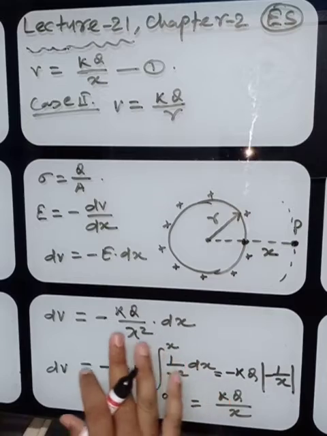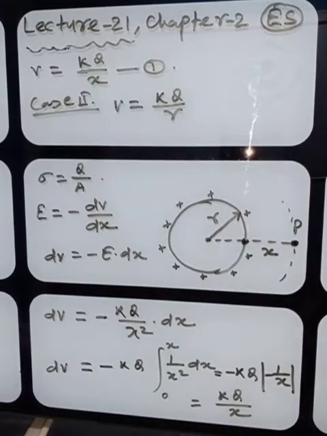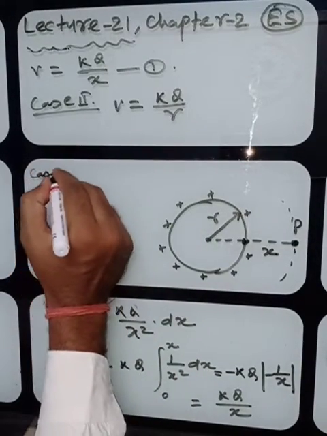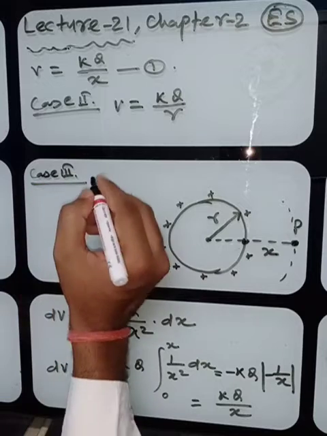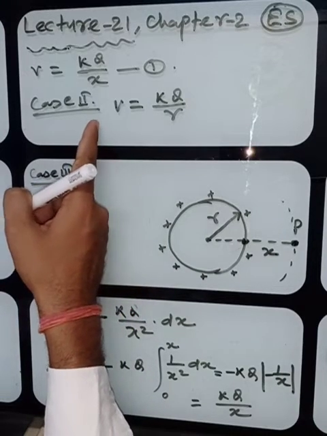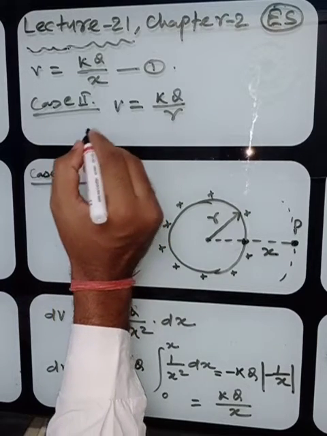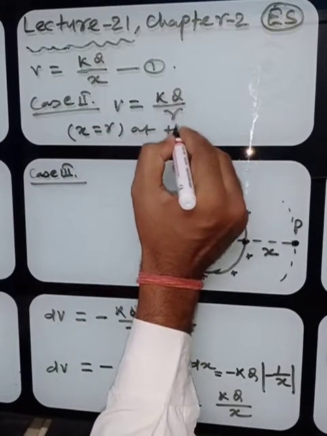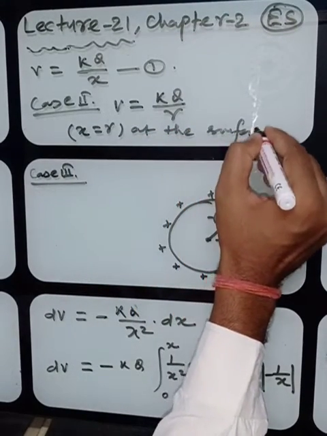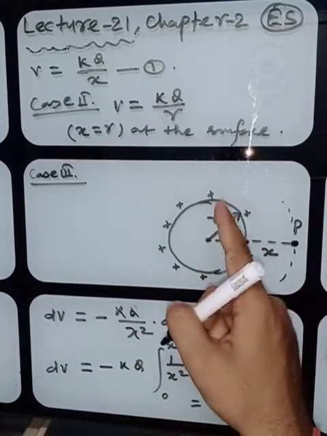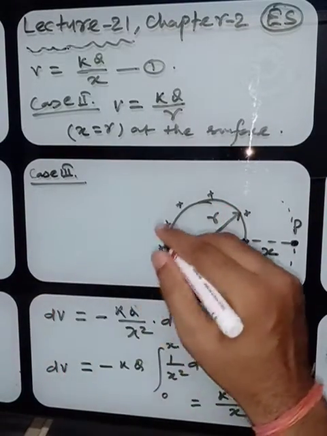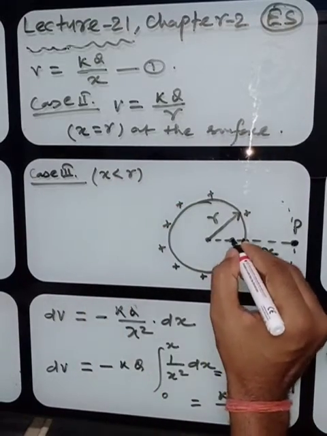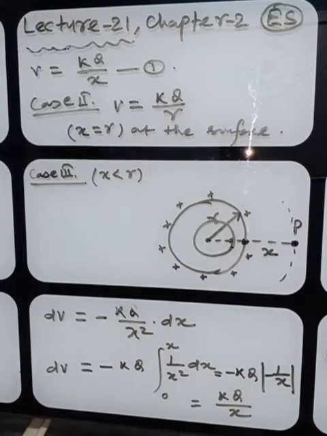Yes. Now at this point we are finding that is inside the cell. Now case 3. Case 3, inside. What was the second case? We wrote x is equal to R, at the surface. But the third case we are dealing with here is inside the cell. It means x is less than R, inside the cell. Suppose this point, at this point.